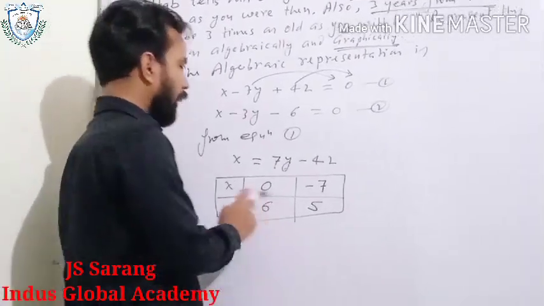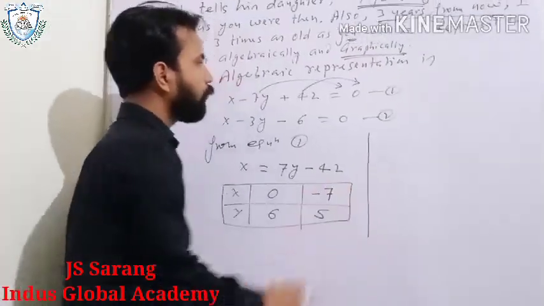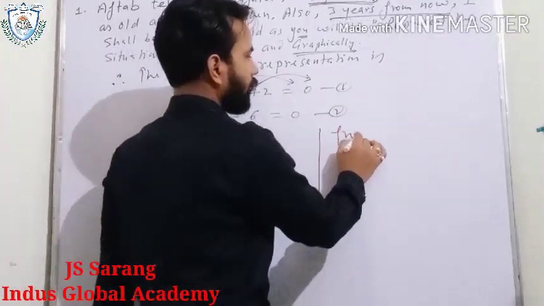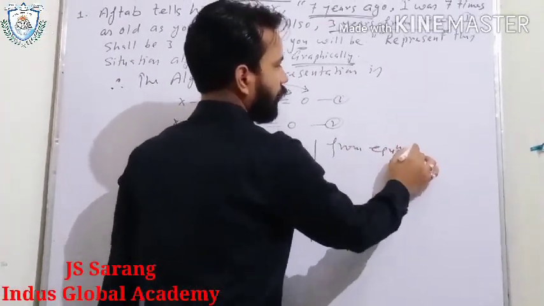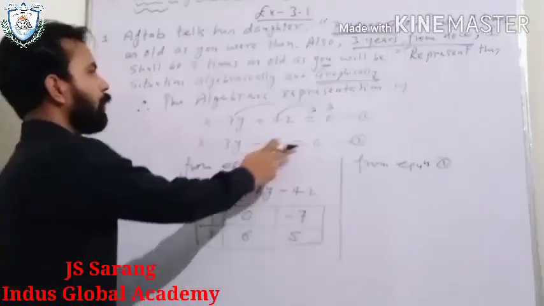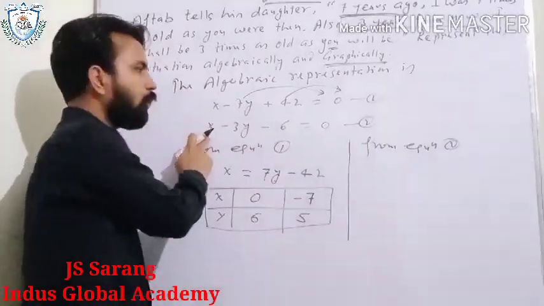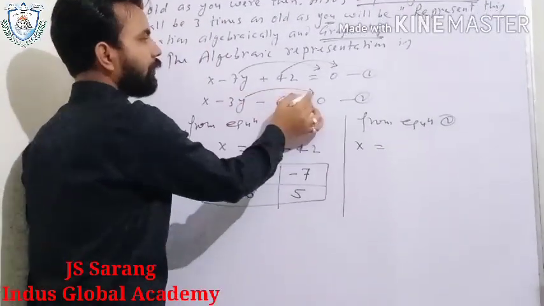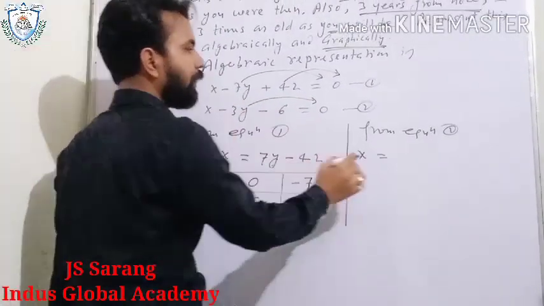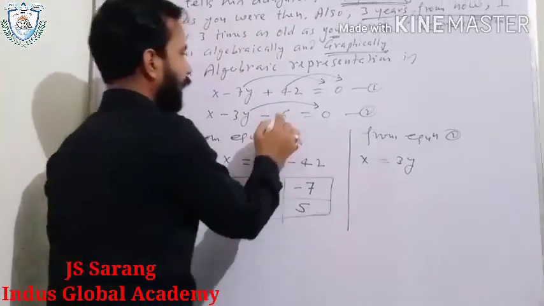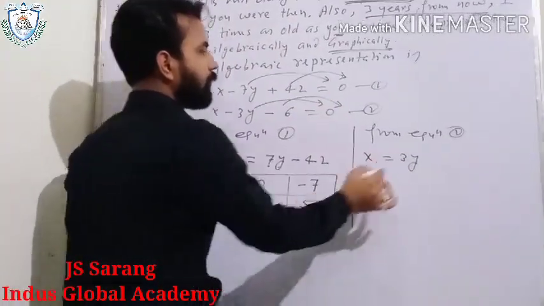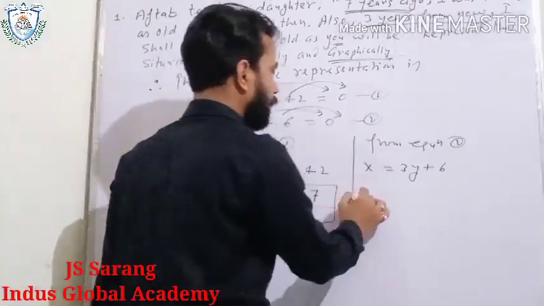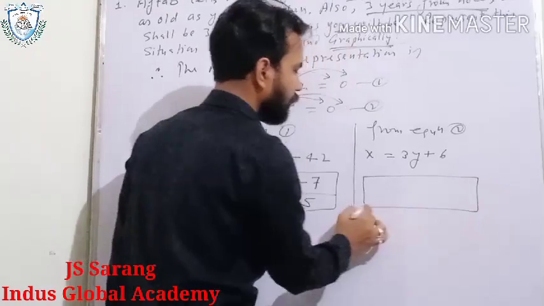Okay. After getting these points, now we will have to find out the points for equation number 2. Now from this equation, again we have to find the value of x. So x equal to, this 3y can be shifted to the right hand side. This is negative 3y, so it will be positive 3y. And minus 6 can also be shifted there, so it will be plus 6. Understood?